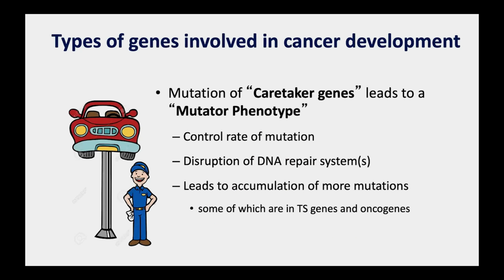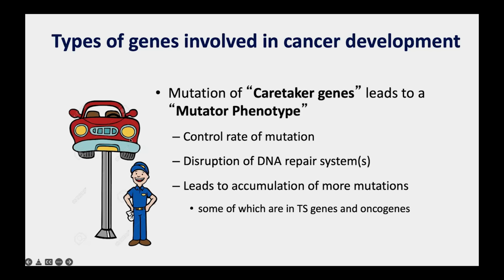So in addition to having our gas pedal and our brakes, we also need to make sure that our cars are running smoothly, right? So if there's like a little oil leak, it might not be a big thing, but if you don't fix it, it's going to be a big thing. So there's another type of genes that are involved in DNA repair, and these are often called caretaker genes. And these are like the mechanic.